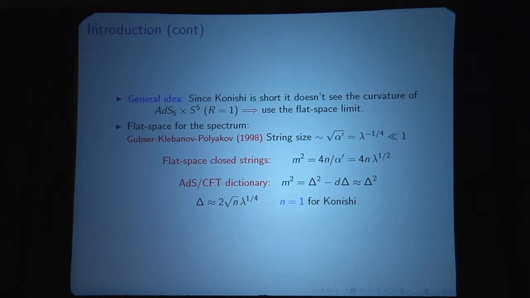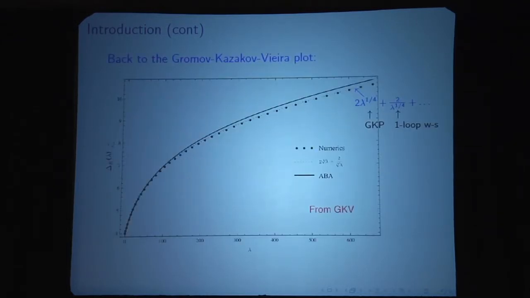And so delta basically has this form, 2 times the square root of a non-negative integer n times lambda to this power. And for n equals 1, we strongly believe that the Konishi operator has n equals 1. As far as I know, there's no proof. But anyways, here's the evidence that that's the case.